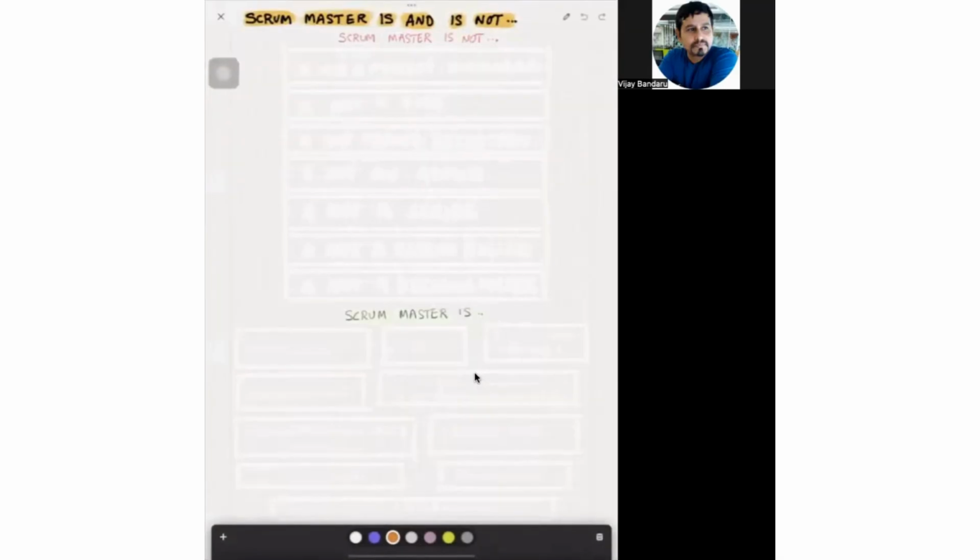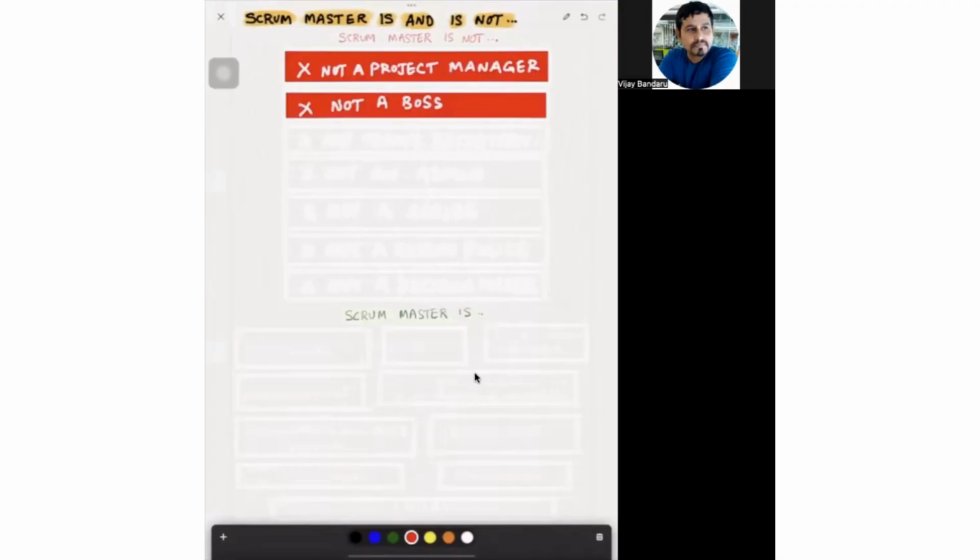Then who is a Scrum Master and who is not a Scrum Master? So Scrum Master is not a project manager who manages the project and people. Scrum Master is not a boss. The team members, developers, or product owner do not report to the Scrum Master. Scrum Master is not a team secretary who acts like a personal assistant. He or she is not a personal assistant.